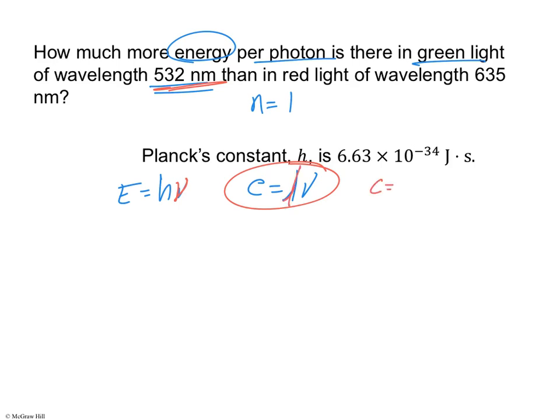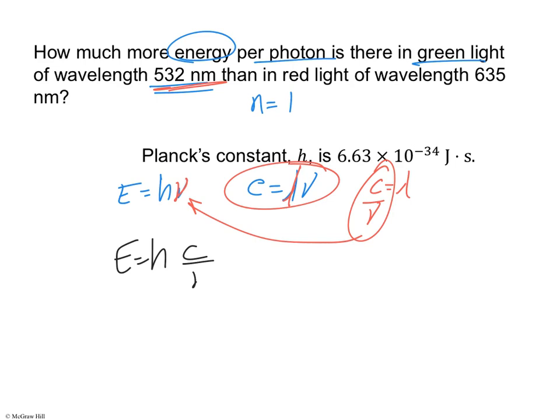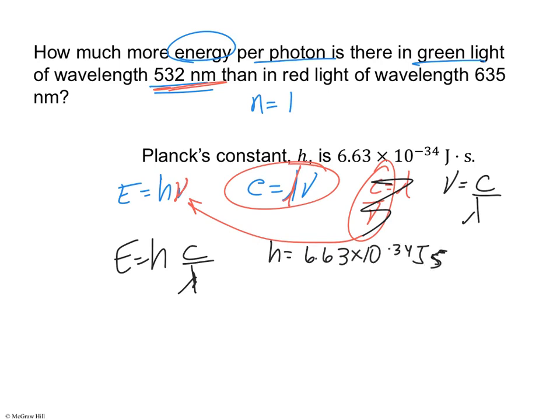So C equals lambda nu, and then you put this in for that equation. So now you have E equals h C over lambda. You want to solve for frequency, I'm sorry, nu equals C over lambda. So now we can go, okay, Planck's constant is 6.63 times 10 to the negative 34 joules second. You can take that all the way out on your periodic table, 6.6261.